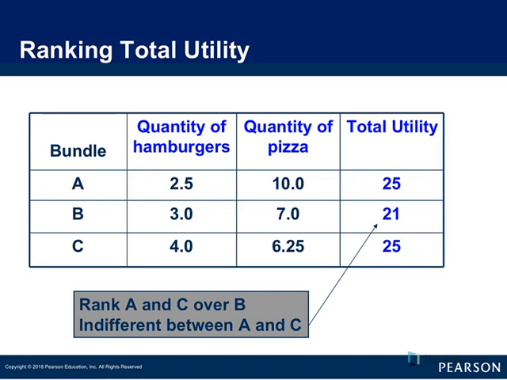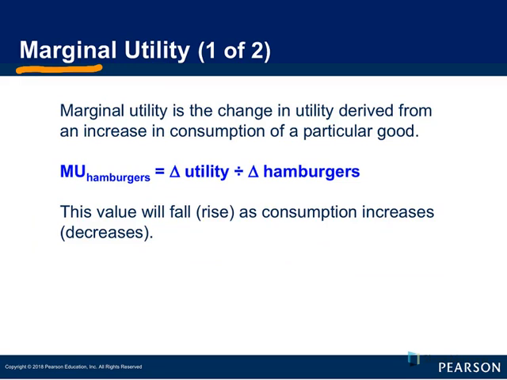When we look at our three bundles, we can see if we had 2.5 hamburgers and 10 units of pizza, that would rank us a total utility of 25. And you can see the same pattern. 3 times 7 is 21, and 4 times 6.25 is 25. So in order to determine total utility, one way that we can calculate that is by multiplying the quantity of the objects that are bringing us satisfaction.